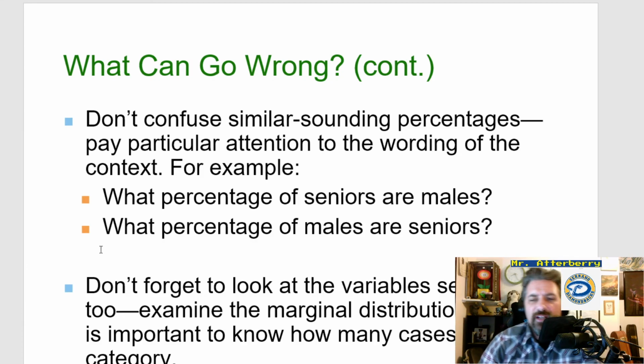And don't forget to look at the variables separately too. Examine the marginal distributions. It's important to know how many cases are in each category. So it says separate them. If you look at a table and there's two parts to it, you've got to look at it one way and then the other way. You've got to be able to separate the left and right from the up and down.